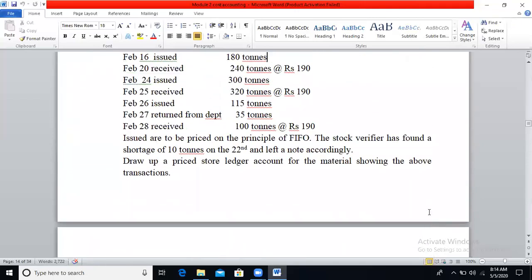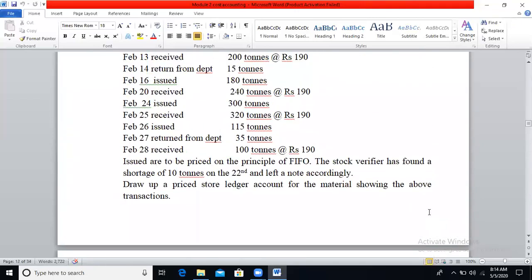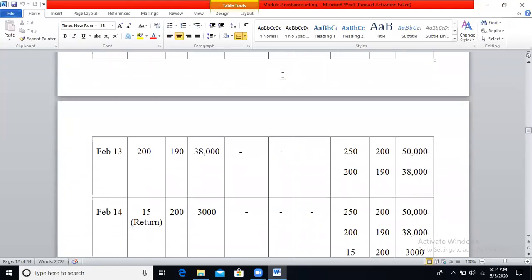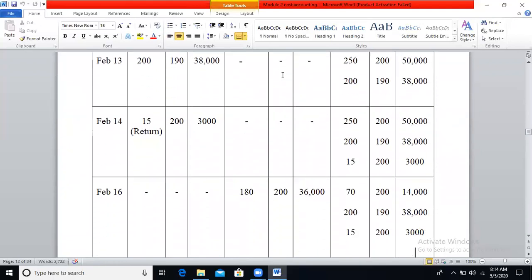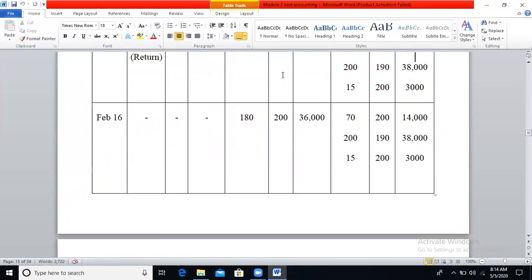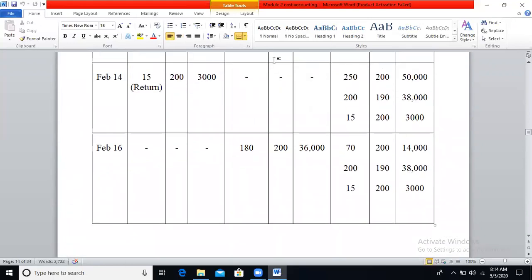And see the next transaction. The next transaction will be February 16th. February 16th, we are issuing 180 tons. So we are making an issue of 180 tons. So how will you issue these 180 tons, at what price? See the balance column. You have to issue this from the first prevailing price.